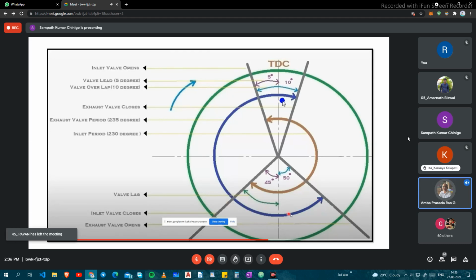And then it will come to this point. Your exhaust valve will open, so it is less than 180 degrees. So your exhaust stroke is more than 180 degrees. So the exhaust valve closes 10 degrees after its top center.